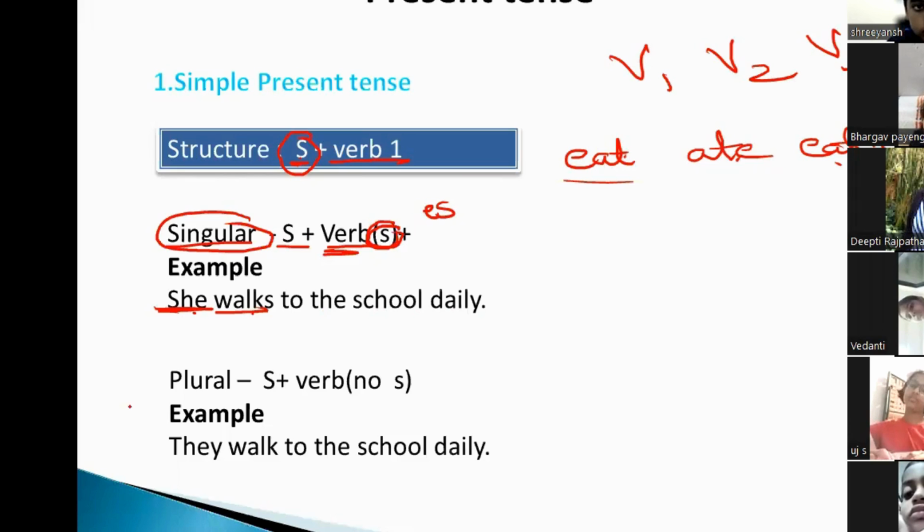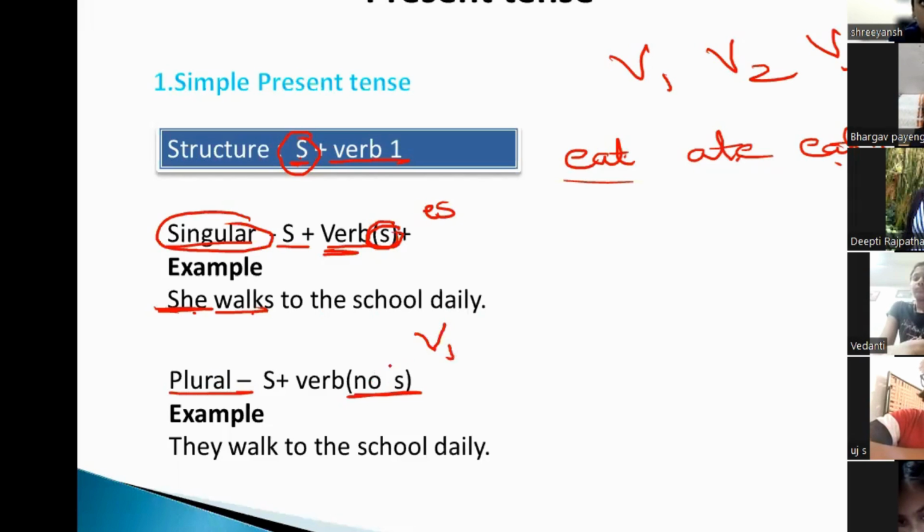Now if your subject is plural, you need not put s to the V1 form of verb. You can simply use the V1 as it is. For example, they is plural, right? Here your subject is plural, they. So here you need not put s to the main verb. Simply use the V1 form of verb as it is. They walk to the school daily. Got it, everyone? Yes, ma'am. So this is how you have to build a structure in simple present tense.